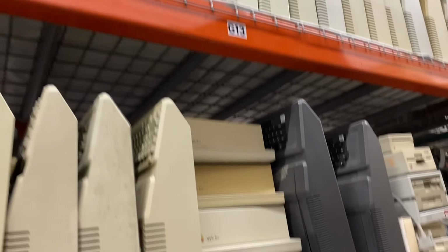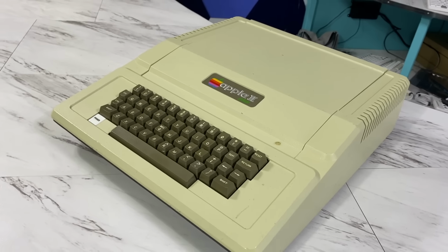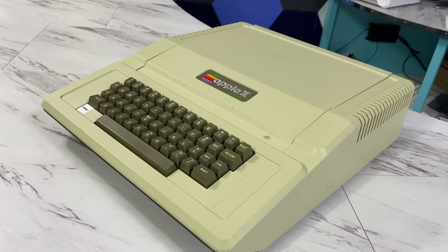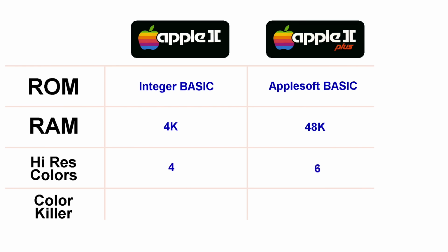There were a few other minor differences between the original and the II Plus, such as the original board only supported 4 colors in high-res mode, where later boards supported 6. Also, the original boards did not have a color killer for text mode. I'll explain more about both of these later. The last 2 upgrades weren't necessarily exclusive to the Plus, but rather by the time the II Plus came out, these features were already standard.